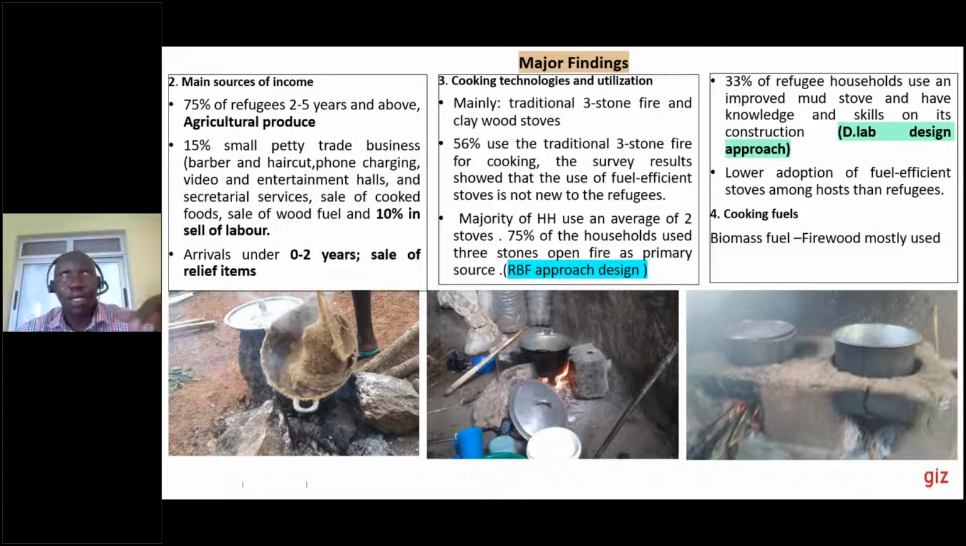So because in Uganda, in these settlements, the refugees are given at least 30 by 30 meter land where they can farm easily. And also we looked at some of the petty trade businesses, such as Baba soaps, phone charging, video, and also sale of cooked food, as well as sale of wood fuel in both settlements. In some other places, since the refugees are allowed to work here, some of them also had their source of income through sale of their labor.